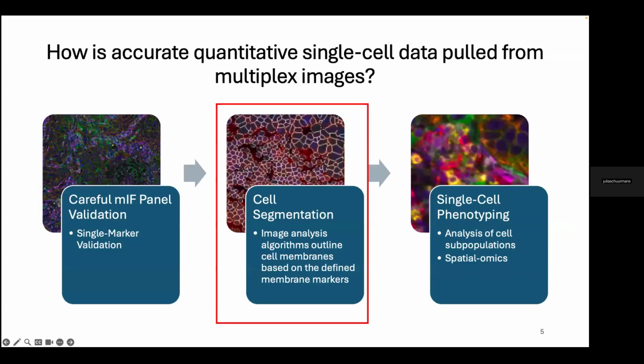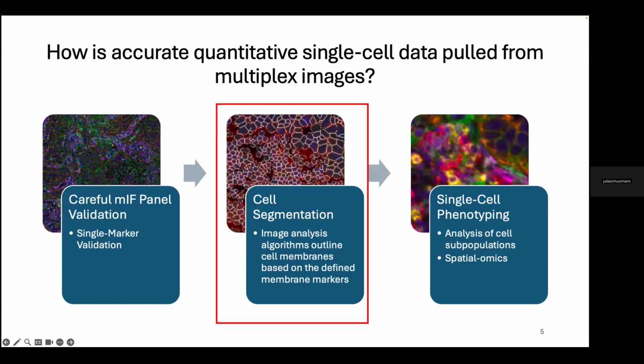So as you can imagine, one of the bigger questions and something that Peter just alluded to is how is accurate quantitative single cell data pulled from our multiplex images? How are we able to get single cell data from a photo? Well, that starts with 2 key things. The first of which is careful multiplex immunofluorescence panel validation. This has been discussed already in many of our seminars, specifically by Leanne. She has explained in the past how we go 1 marker at a time to validate them and then put them all together and make sure that each marker maintains its true signal when in multiplex.